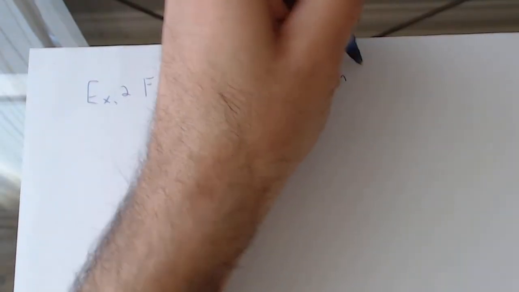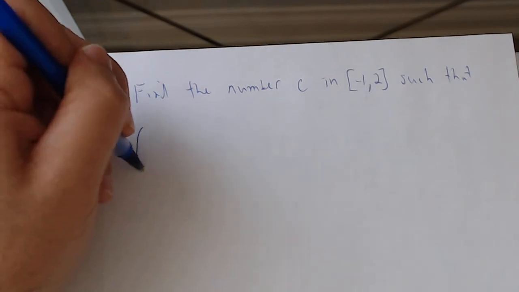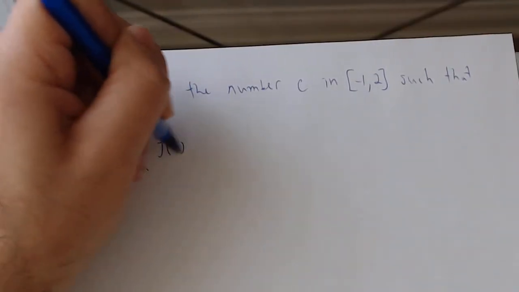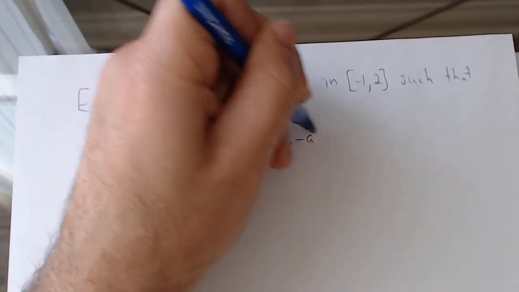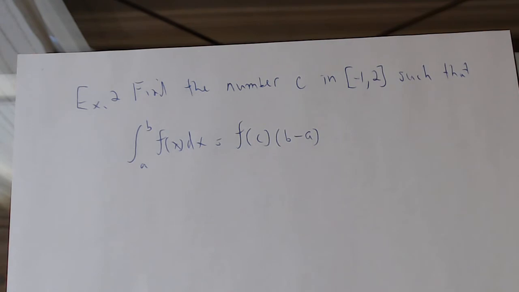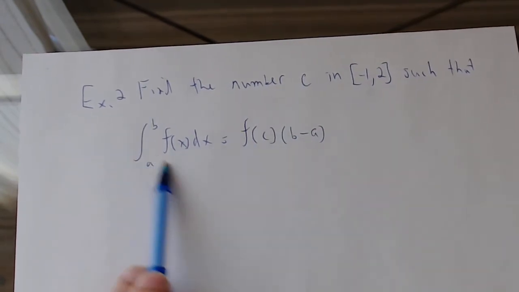So let's move on to our second example, and that'll basically finish up this section. So we could say, find the number c in the interval from -1 to 2 such that the integral from a to b of f of x dx equals f of c times b minus a. So basically they're asking us to find that number c, where if I were to find the area of the rectangle, it'll be the same thing as the area under the curve.